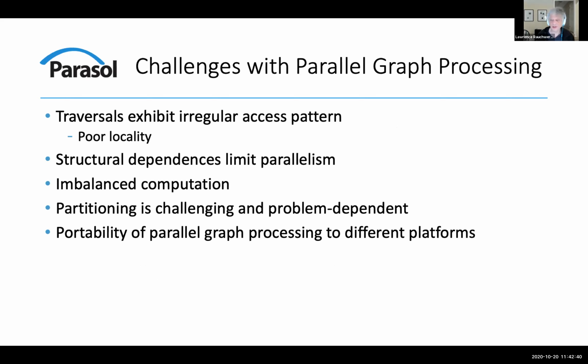Some of the problems with current graphs is that traversals exhibit irregular access patterns, right? You have very poor locality. There are ways, of course, to fix it to a certain extent. Structural dependencies limit the parallelism. So graphs, by definition, are almost not parallel. Because it's very irregular, the computation is imbalanced. Partitioning is challenging. And the portability of graph processing software to different platforms is, let's just say, challenging.